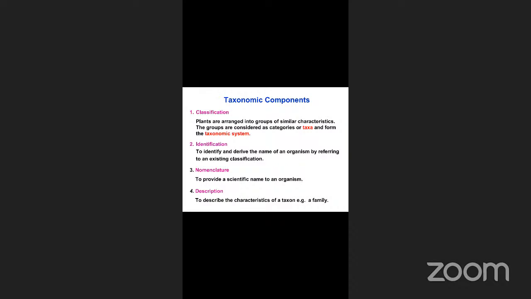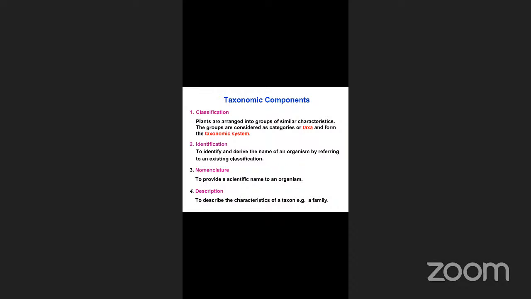Next, 1993, Tokyo Code. 1999, St. Louis Code. 2005, Vienna Code, again conducted in Vienna: Vienna in 1905 and 2005, two times. Next, 2011, Melbourne Code. 2017, Shenzhen Code.